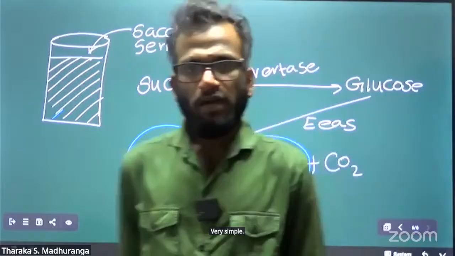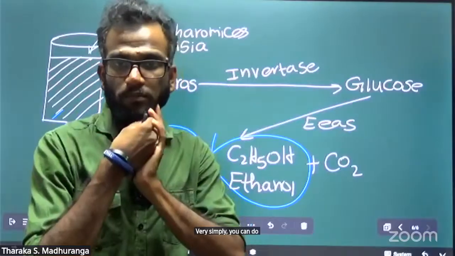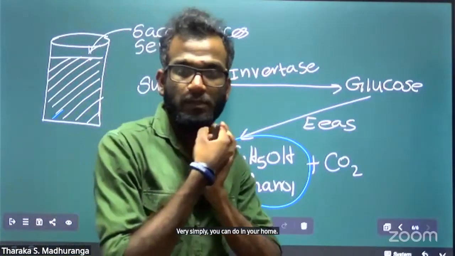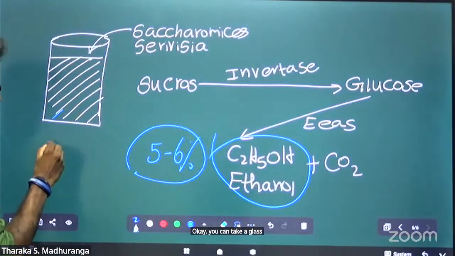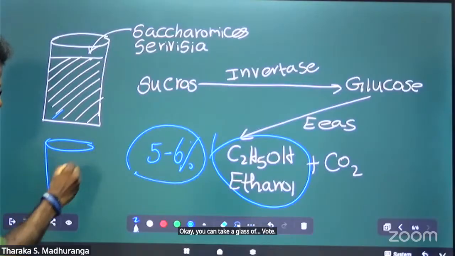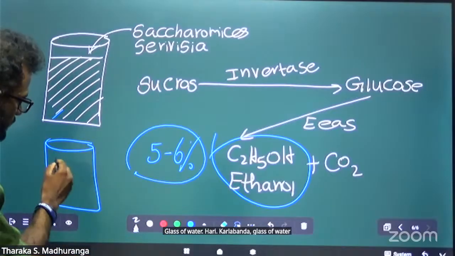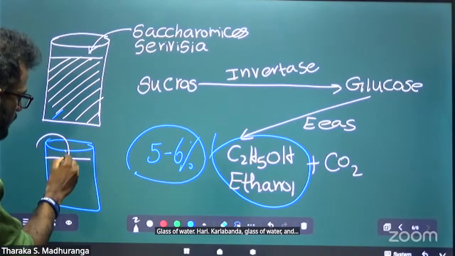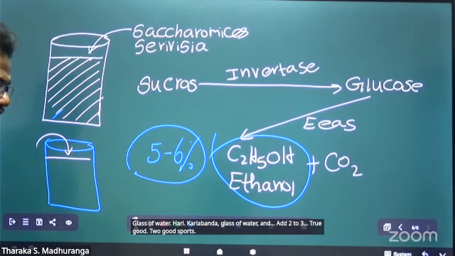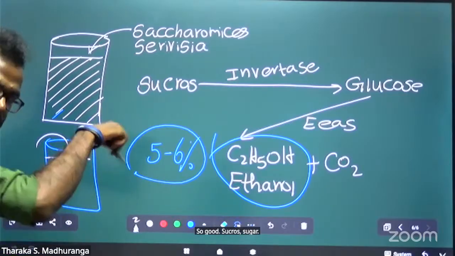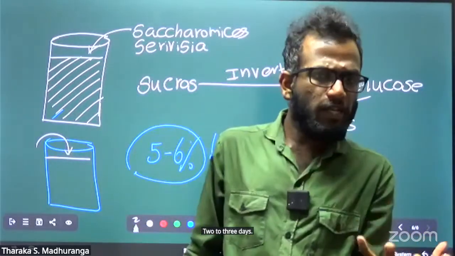Okay, now actually this process you can very simply do in your home. Take a glass of water and add 2 to 3 spoons of sugar. Sucrose, sugar. Then mix well and keep it in the environment for 2 to 3 days.